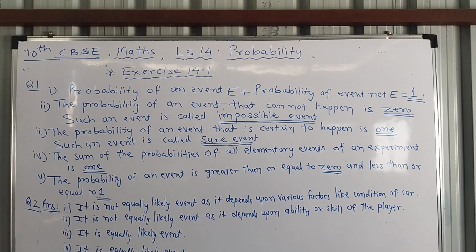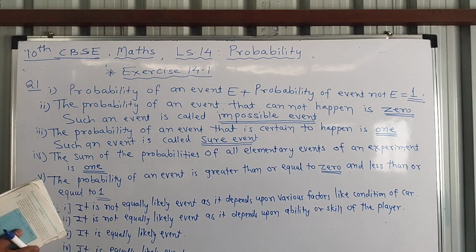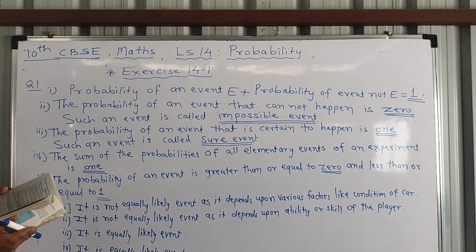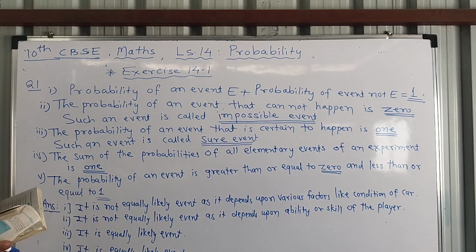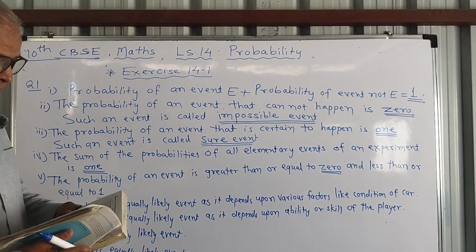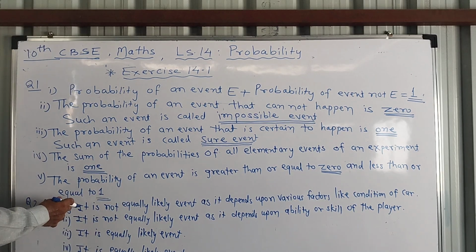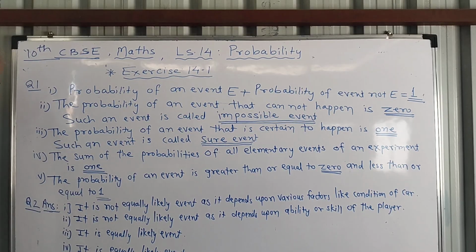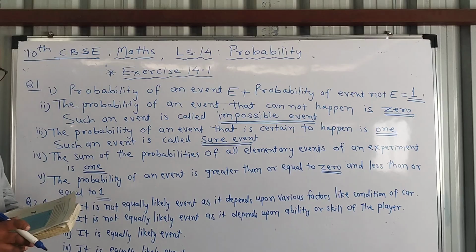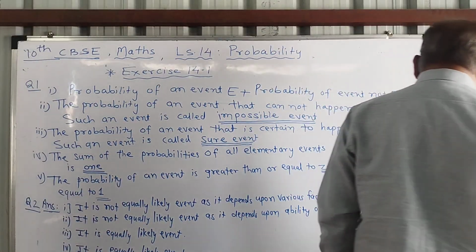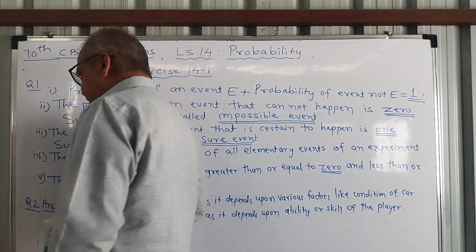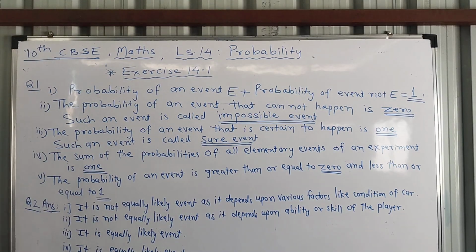And third is, a baby is born. It is a girl or boy. It is definitely an equally likely event. And fourth one is, a trial made to answer a true or false question. The answer is right or wrong. It is again an equally likely event. So first two are not equally likely events, and third and fourth are equally likely events. So these are normally not asked in the exam.